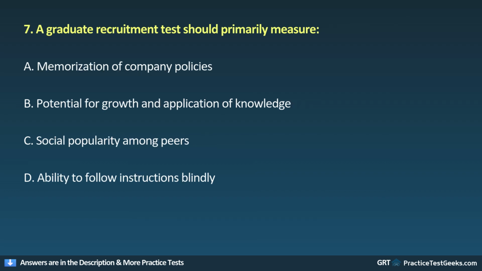7. A graduate recruitment test should primarily measure A. Memorization of company policies. B. Potential for growth and application of knowledge. C. Social popularity among peers. D. Ability to follow instructions blindly.